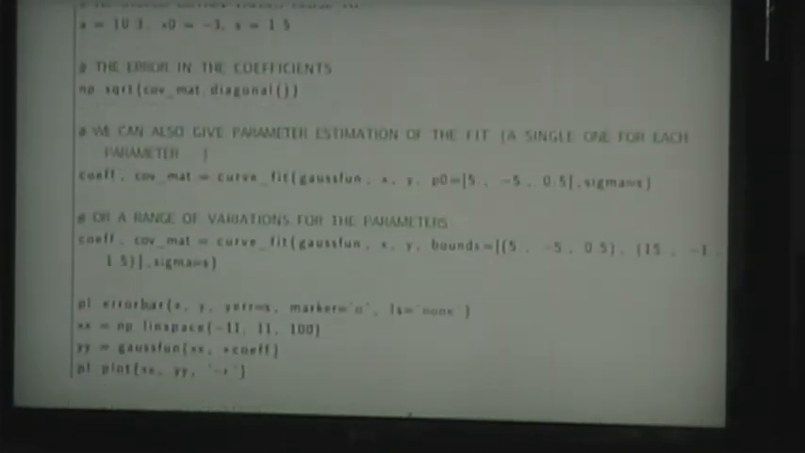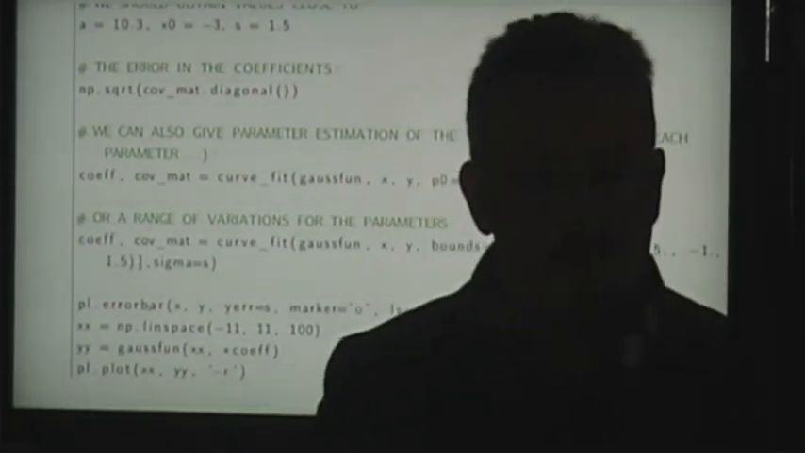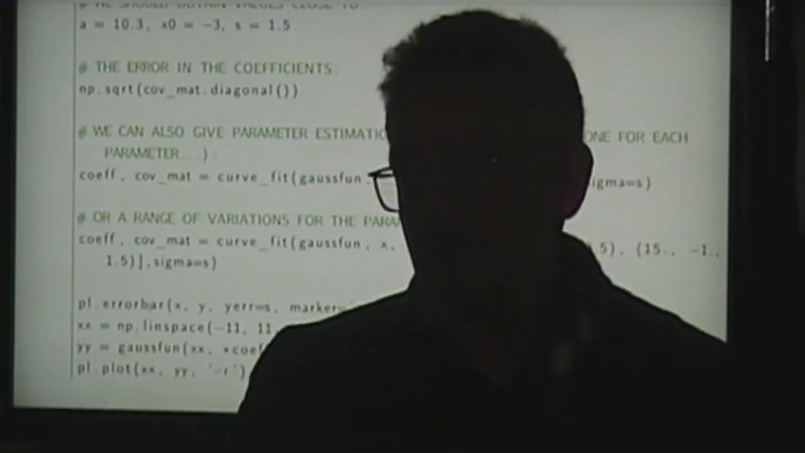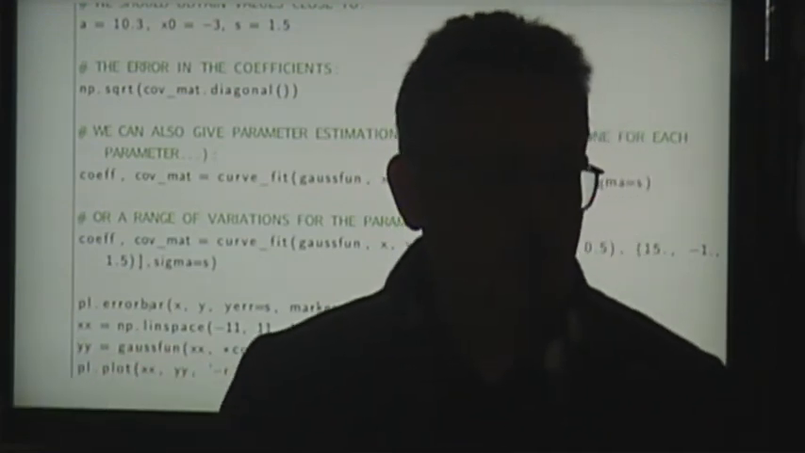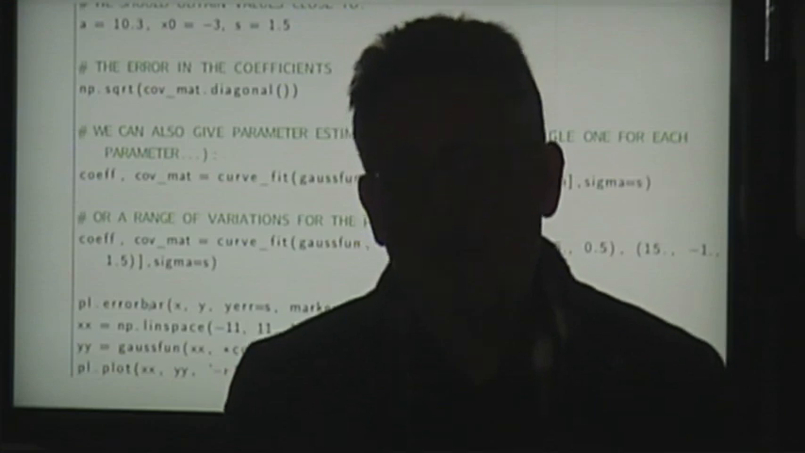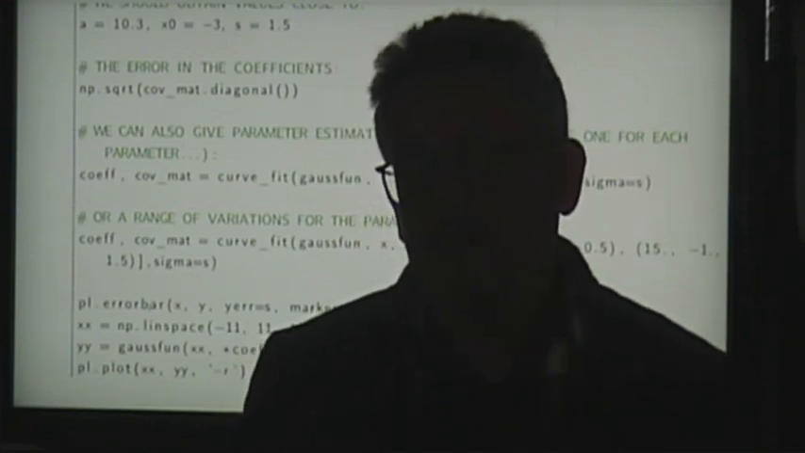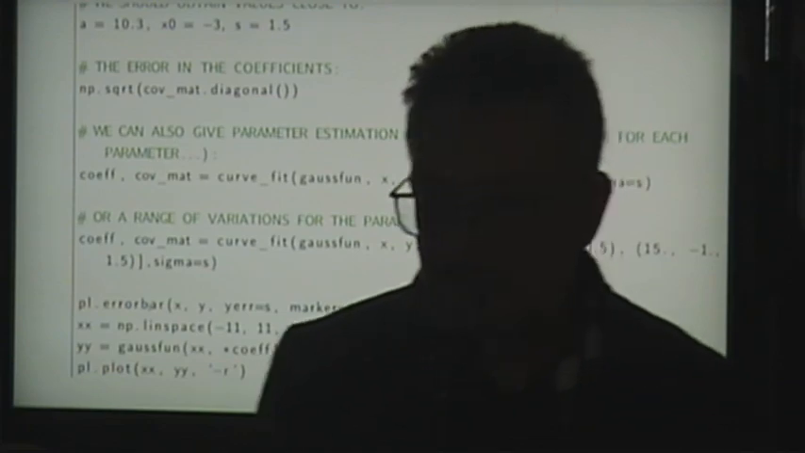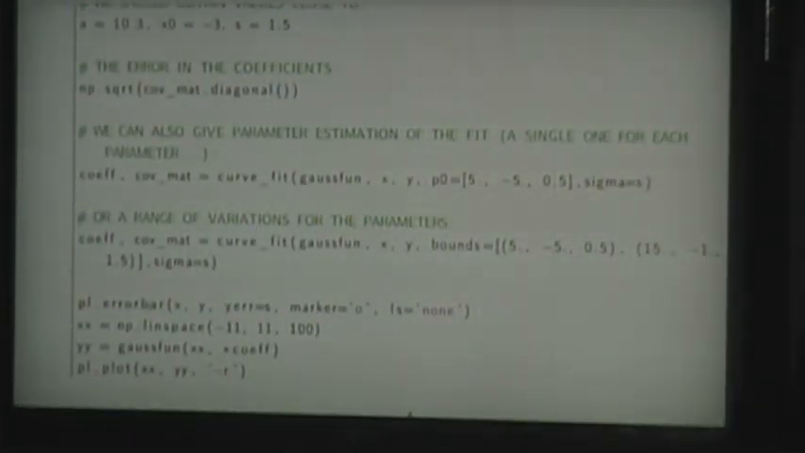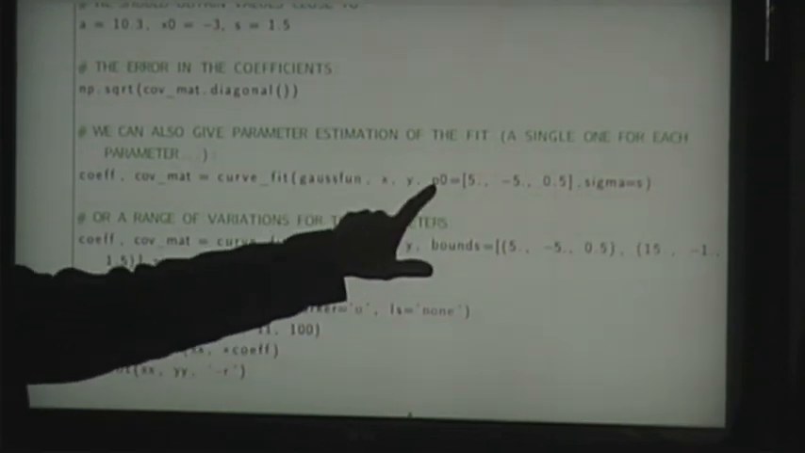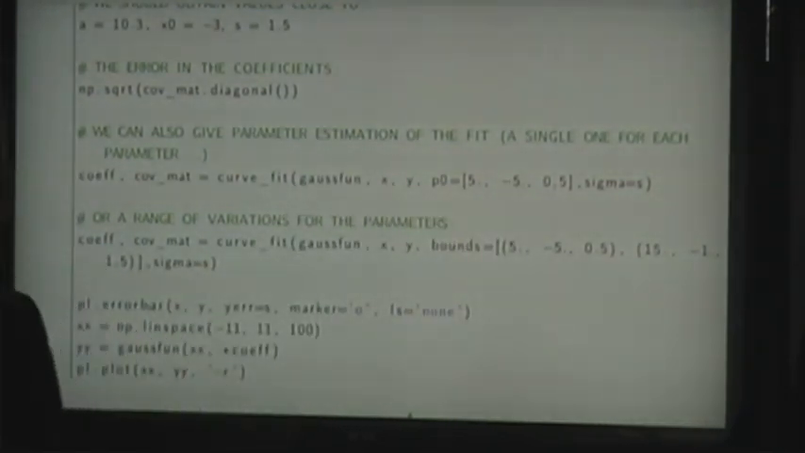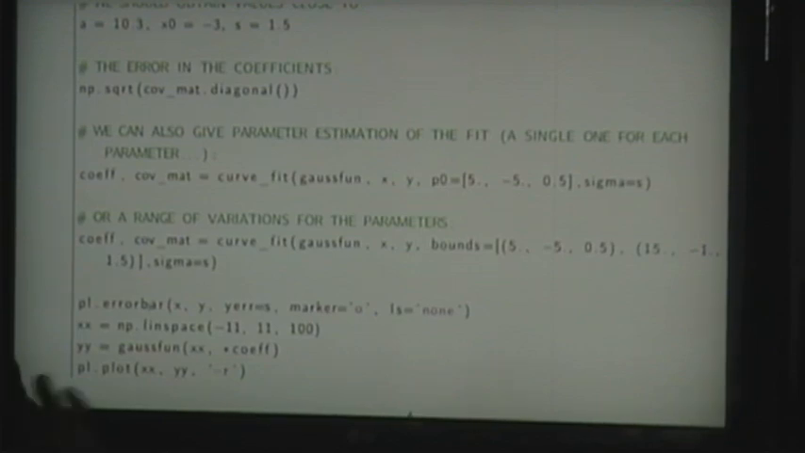Okay. Then let's see, for example, what if we want to give some estimation of the parameters? For example, our parameters go from minus infinity to infinity, but maybe we know something about the solution, a range of values, and we want to give a guess. So it's very simple. We use p0 equal and the guess for each parameter. The fit will be faster and probably more accurate.